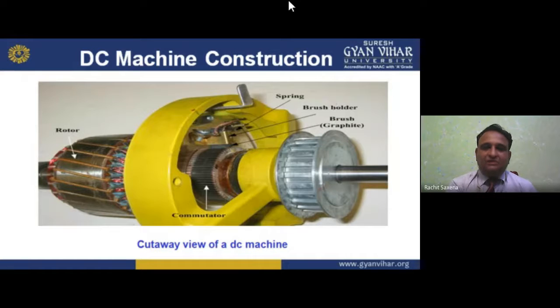Now, this is the DC machine construction, a cut away view of a DC machine. Now here we have the spring, brush holder. Now the rotor is shown here. This is the brush, graphite I am using instead of copper. This is the brush holder. I told you one thing first. Now this is the spring shown here, and this is the commutator. This is what, my dear student, commutator. Okay. Now see this.